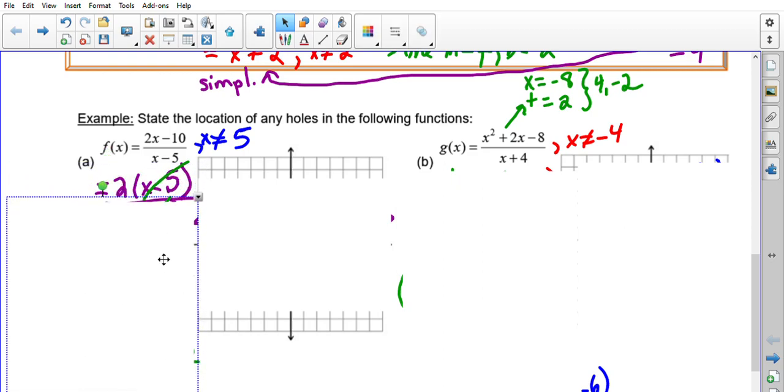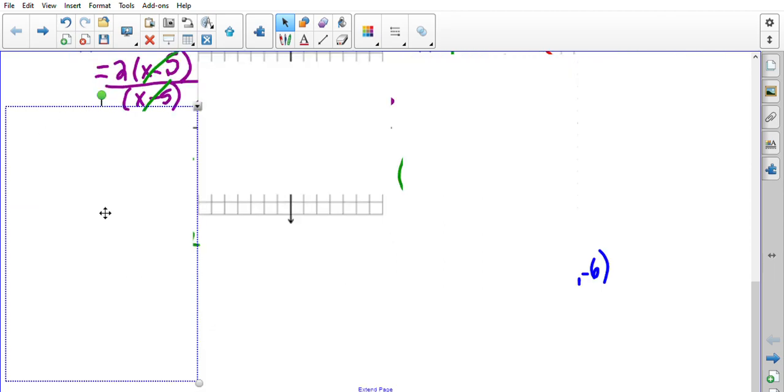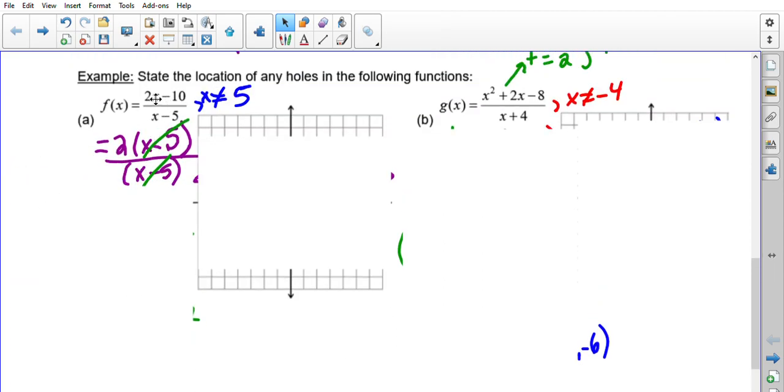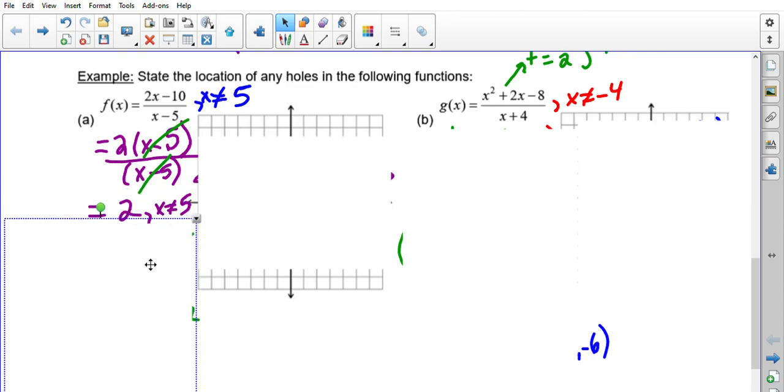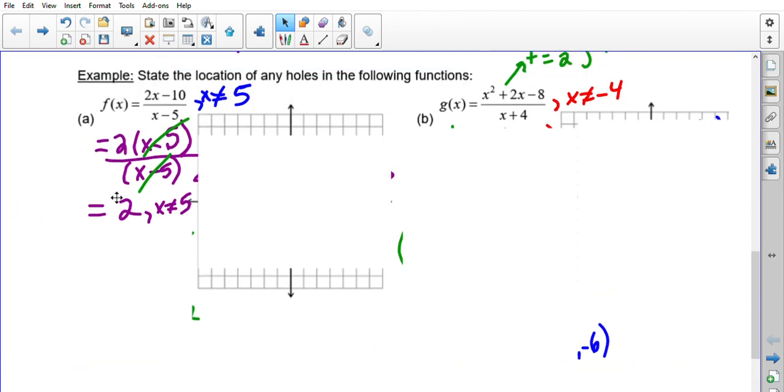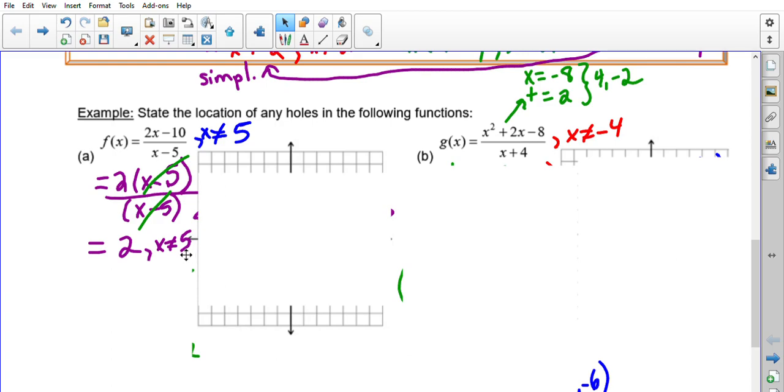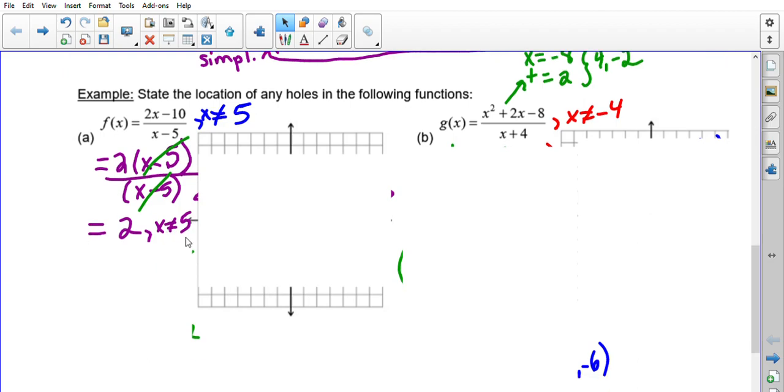So let's start factoring the numerator. I can factor the numerator by taking out a GCF of 2. Okay, so we have 2 bracket x minus 5. X minus 5 is also a factor in the denominator, so I can cancel those 2 out, and then I'm just left with 2. Again, maintaining that restriction, so f of x is simplified to equal 2, where x cannot equal 5.